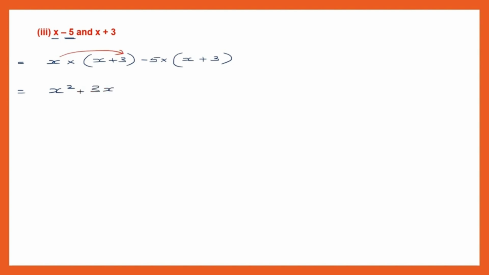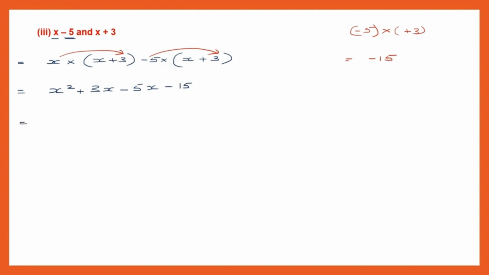So let's write that. Now we go to the next part, minus 5 into x. Minus 5 into x, the sign will be minus, the number is 5, 5 into x is 5x. So now we multiply minus 5 into plus 3. When you multiply these, first multiply the signs. Minus into plus is minus. 5 into 3 is 15. So that becomes minus 15.